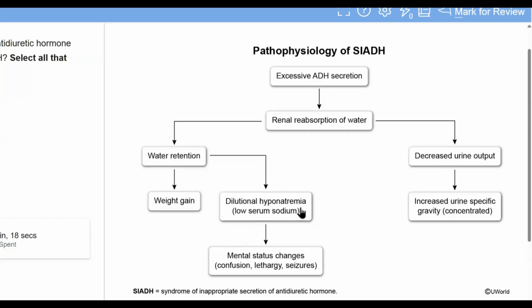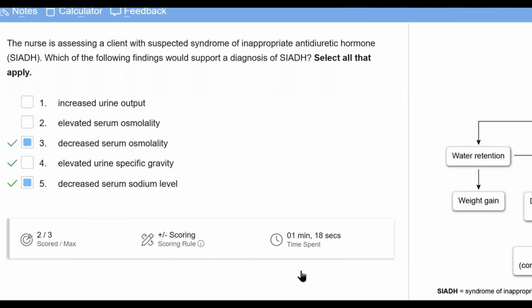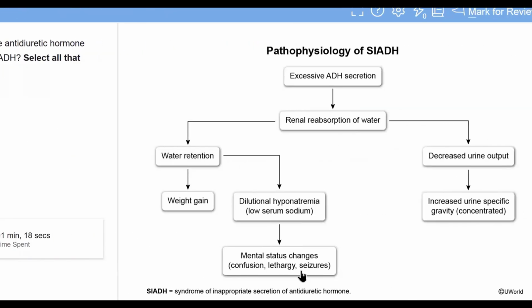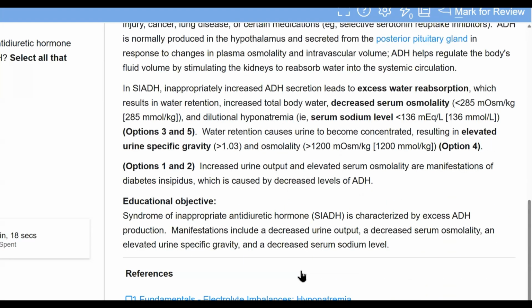And in SIADH, there is too much water in the body, so sodium is diluted in the water. It can lead to dilution hyponatremia, so a low serum sodium level. The patient will have altered mental status changes like confusion. The patient may have lethargy, and a low sodium level can lead to seizure. So that is the correct answer for 3, 4, and 5. Now we will discuss in depth.